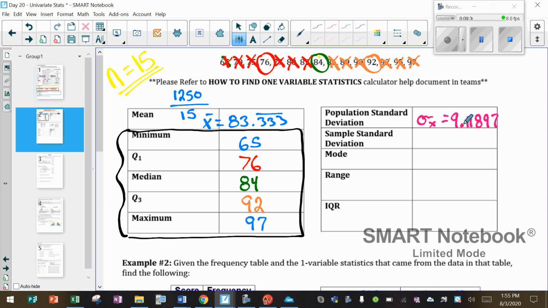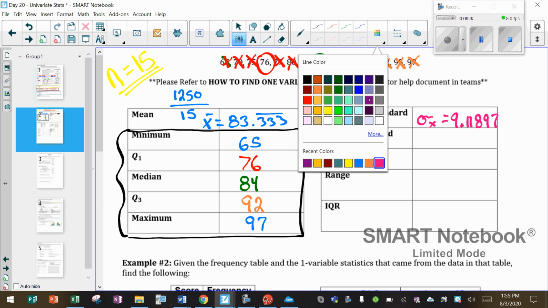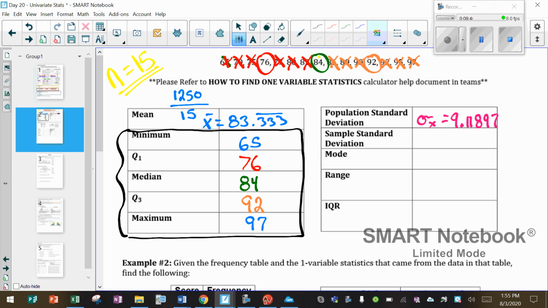Now, you're not going to have to worry about how to find it because the calculator does it for you. You just need to know what symbol to look for when I tell you to find the population standard deviation, or maybe the sample standard deviation. Now, the sample standard deviation is easy to notice because the symbol is an S, S for sample. And that value is 9.4390.